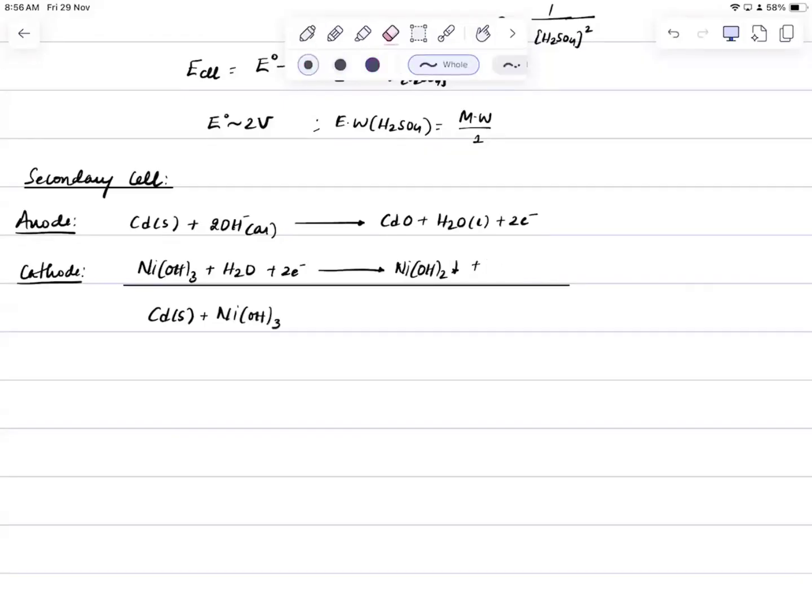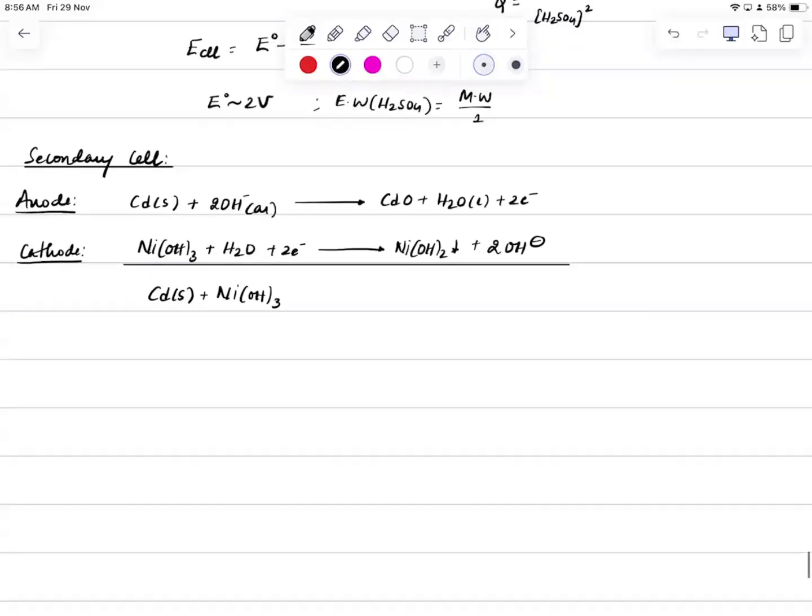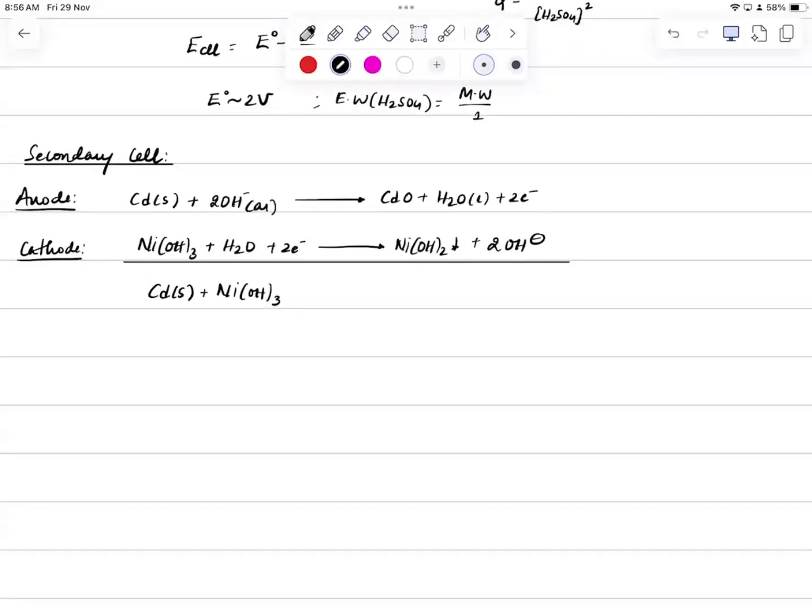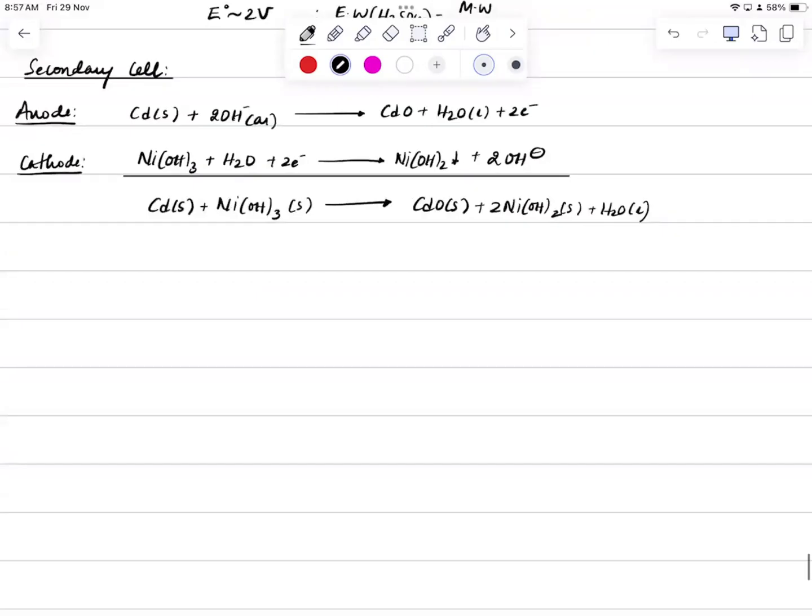Sorry, here it is 2 moles of OH minus. So Cd solid plus 2 moles of Ni(OH)3 is giving CdO solid plus 2 moles of Ni(OH)2 solid plus H2O liquid. Well, this will also create a voltage of around 2 volts.